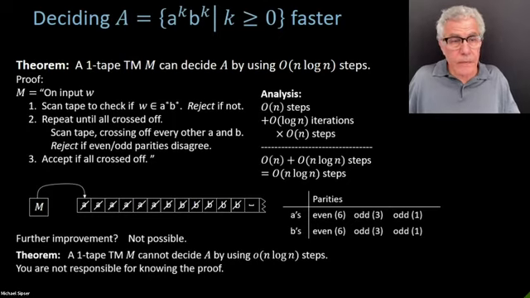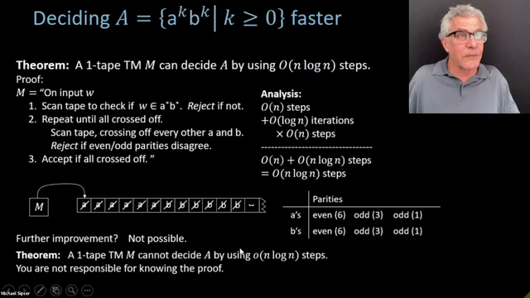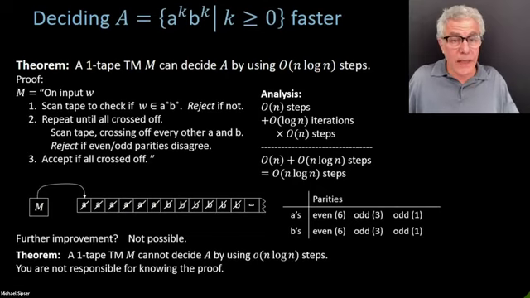Okay. Somebody's asking if A star B star is regular. Yes, A star B star is regular. But A to the K, B to the K, which is our language, is not regular, right? So that's the language we're looking at.